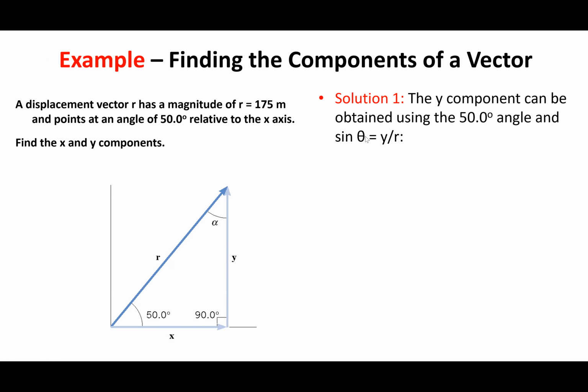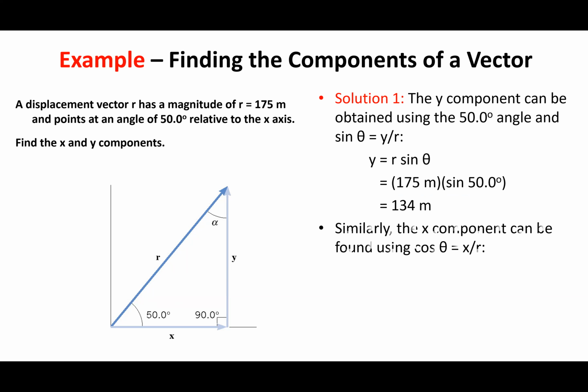So we know sine is opposite over hypotenuse. So sine of the angle is going to be Y over R. And if we want to solve for Y, which is what we're trying to find, that would be multiplying both sides by R. So Y equals R times the sine of the angle. We know R is 175, that was given. We know the angle is 50. And so if we solve that, we should get 134 meters, which is what most of you were finding.